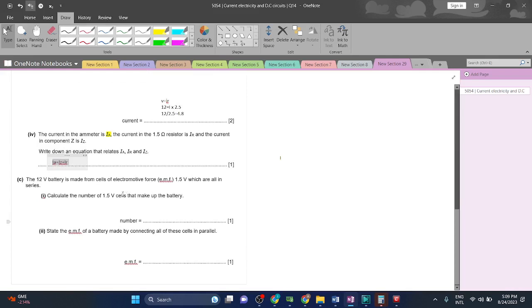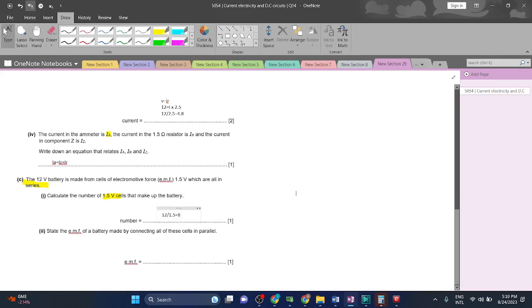This is a very easy part. The 12-volt battery is made from cells of electromotive force EMF 1.5 volts, which are all in series. So they are in series. Calculate the number of 1.5 volt cells that make up the battery. In series, voltage adds. They are asking the number of cells it would take to make a 12 volt battery. So we divide 12 by 1.5 and we get an answer of 8. 8 cells would be needed in order to make a 12 volt battery.